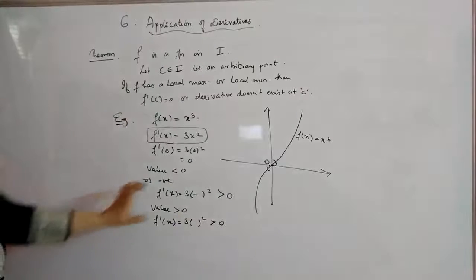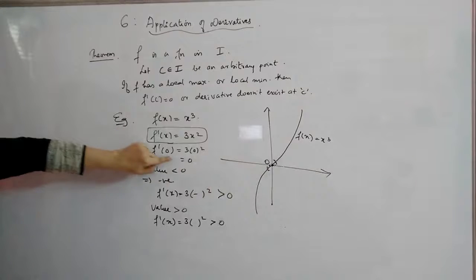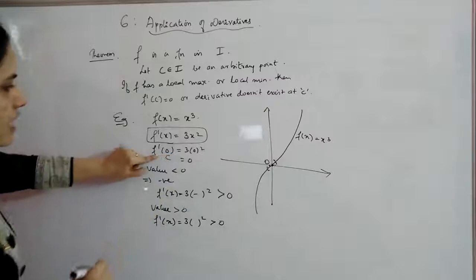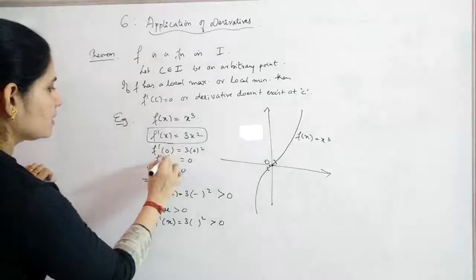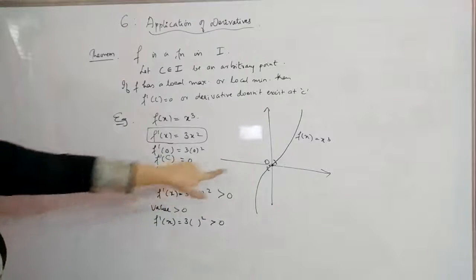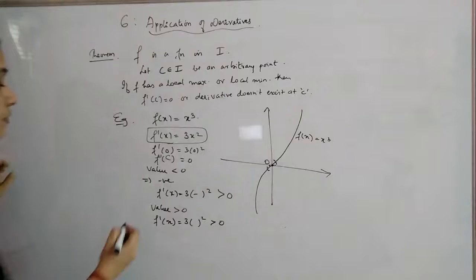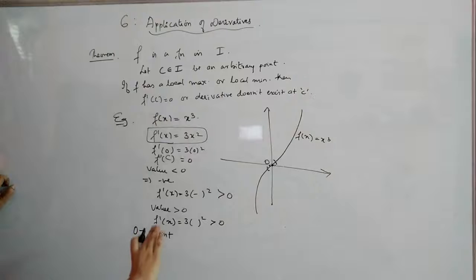That means here this point 0 is not, but f dashed of that point was giving you 0, f dashed of C is 0. But in this case you cannot say that 0 is a point of local maxima or local minima. So what will we say? If it is neither local maxima nor local minima, the point will be known as a point of inflection.